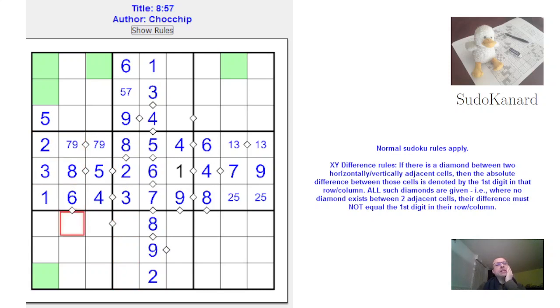What could this be? The difference between 6 and another digit is at most 5. This is from 2, 3, 4, but 3 is not available because this would have to be a 3. 2 wouldn't work because we would need a symbol here. So that's a 4, and this is a 2.